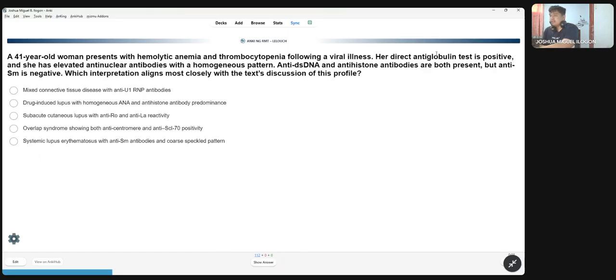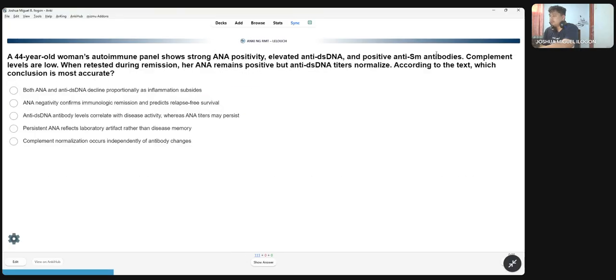Direct antiglobulin test is positive. Elevated ANA, homogeneous pattern. Anti-dsDNA are both present, but anti-Sm is negative. So that's cancelled. Eagle is cancelled. A is cancelled. Subacute cancelled. It's drug induced. Yeah, drug induced SLE, antihistone.